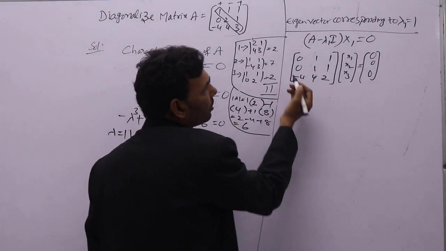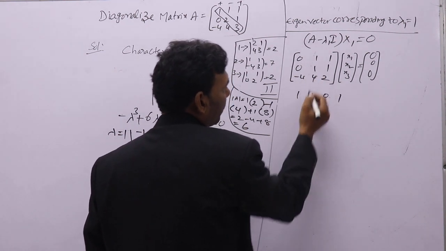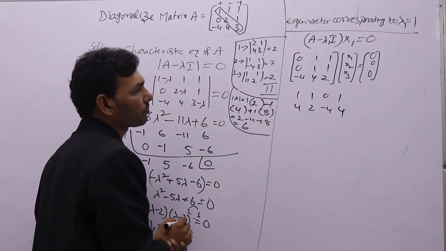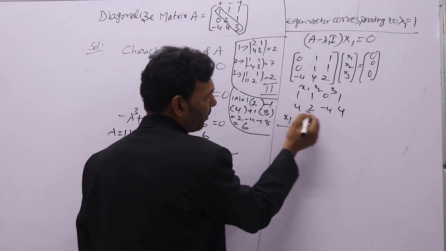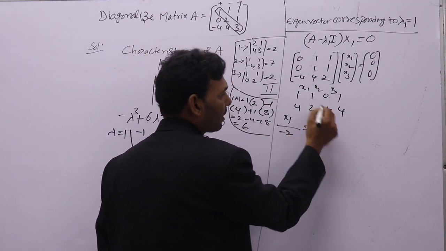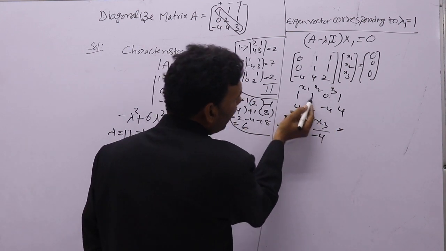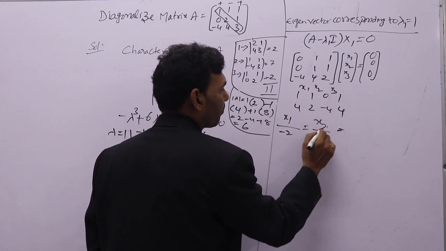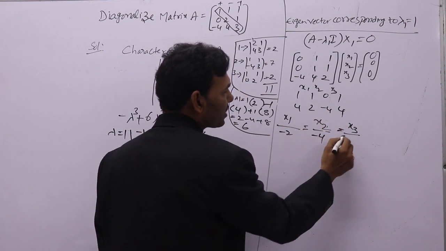That means the second row and third row I am taking, from the second row, second element: 1, 1, 0, 1. Here 4, 2, minus 4, 4. x1 by 2 minus 4 minus 2, x3 by minus 4 minus 0 is minus 4. x2 by 1 into minus 4 minus 4, 2 into 0 is 0. x2 by x3 by 0 into 4 is 0 plus 4.